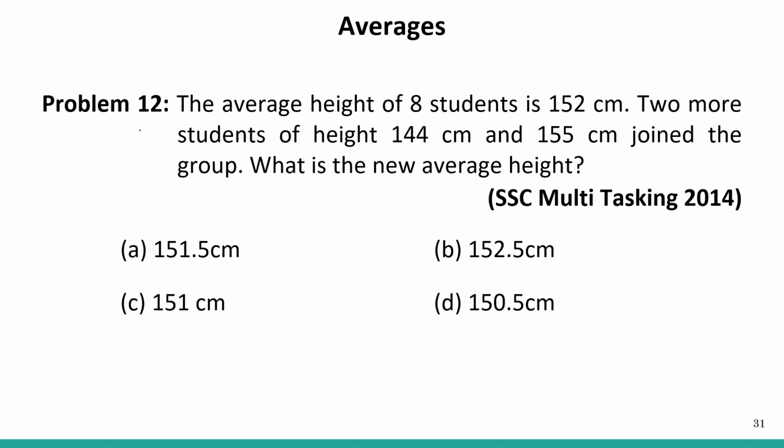So let's go forward with problem number 12. The average height of 8 students is equal to 152 centimeter. 2 more students of height 144 centimeter and 155 centimeter joined the group. Then what is the new average height? This question appeared in the SSC Multitasking 2014 paper. So is it 151.5 or 152.5 or 150.5 or 151 centimeter?